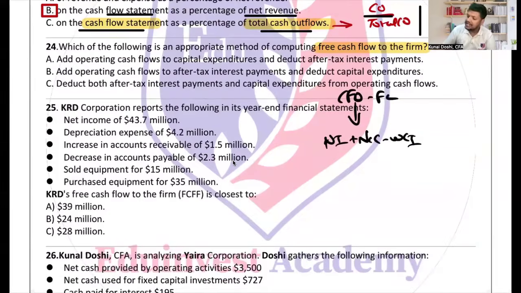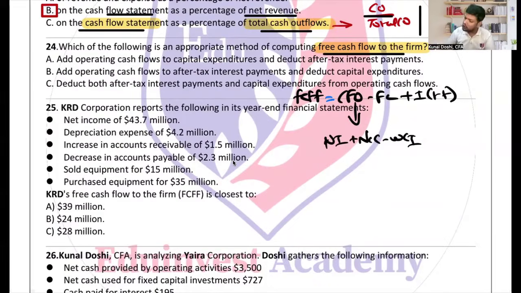From this, subtract fixed capital, but you need to add interest times 1 minus T. This is your free cash flow to the firm. If they had asked me FCFE, then instead of interest times 1 minus T, I was supposed to write net borrowings. Here they asked for FCFF. So I require three things: CFO, minus fixed capital investment because that's an outflow, and plus interest times 1 minus T to add it back.